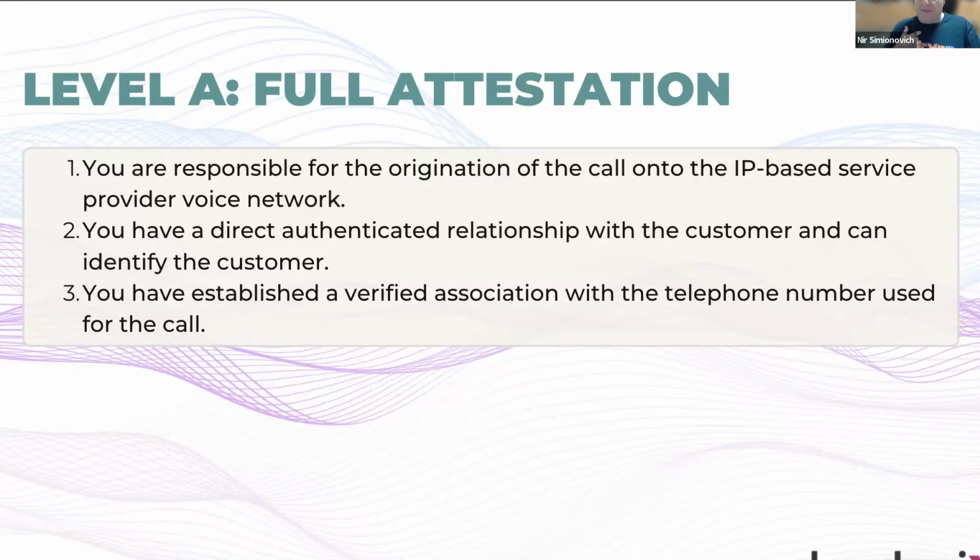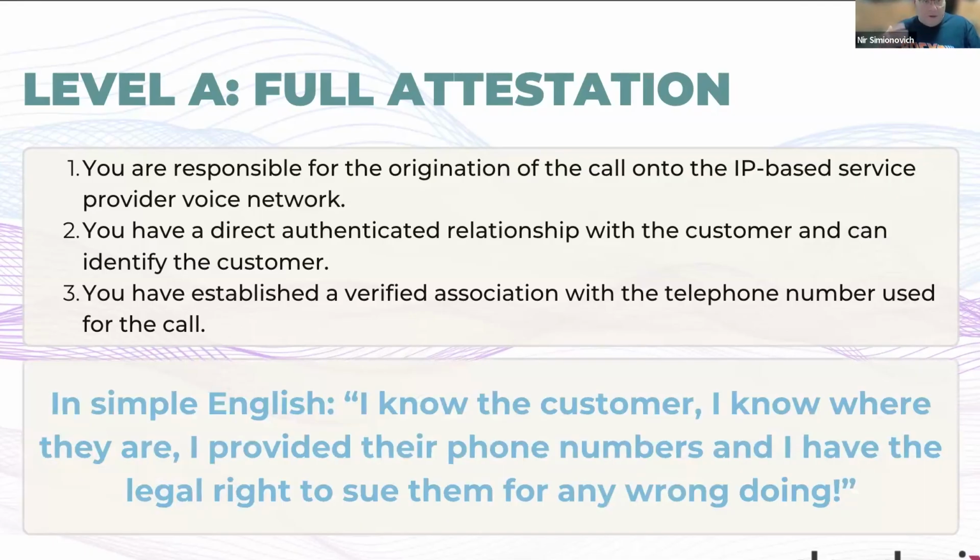and that I have the legal capabilities to go to them and potentially sue them or pursue any legal action in relation to misuse of that phone number in one way or another. Or in simple English, I know who the customer is, I know where they are, I provided their phone number, and I have the full legal right to sue them for any wrongdoing. This is level one. Now, we all know that not everybody can be level one, simply because not everybody owns all phone numbers.